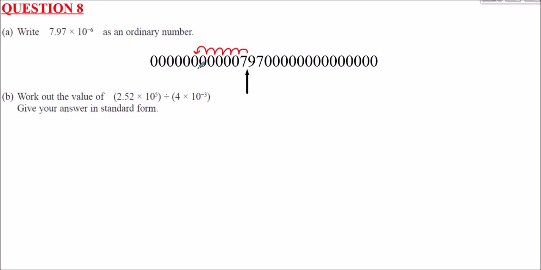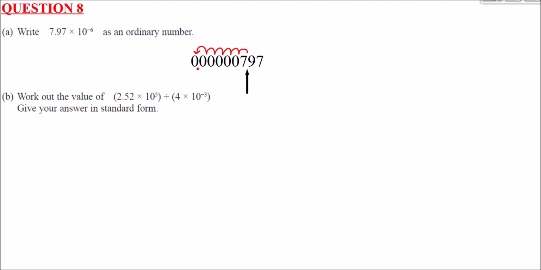So it's going to be 0.000000797. And all the other zeros after we do not need. And the zeros in front of the first zero again are not needed. So that's our answer, 0.0000797. But just now, total up how many zeros come in front of your first 7. 1, 2, 3, 4, 5, 6, which is the same as this negative number. And that's your quick trick.